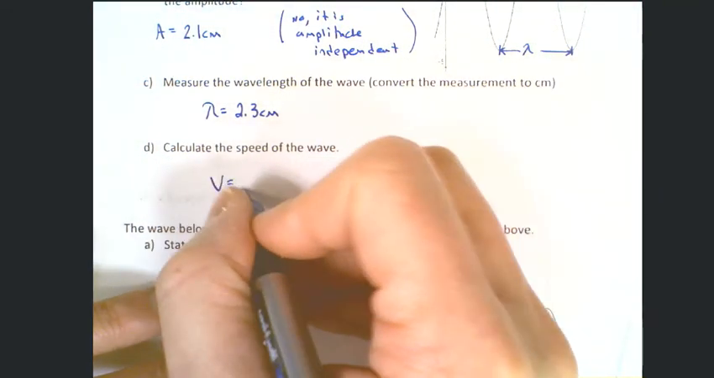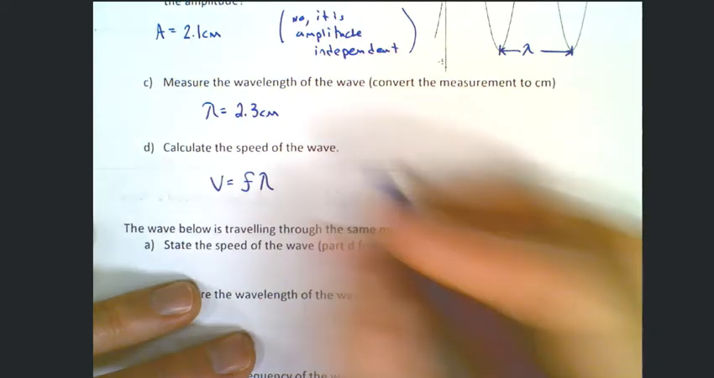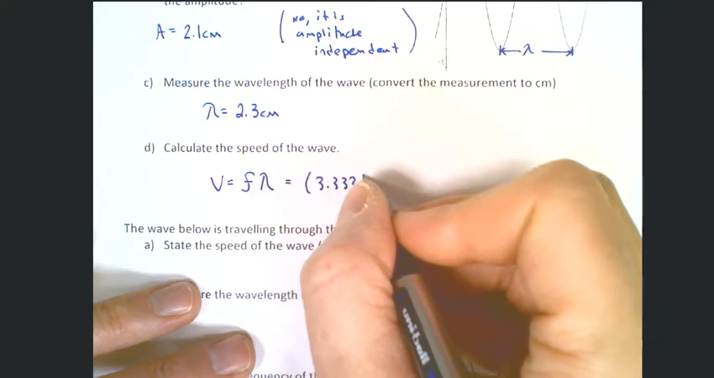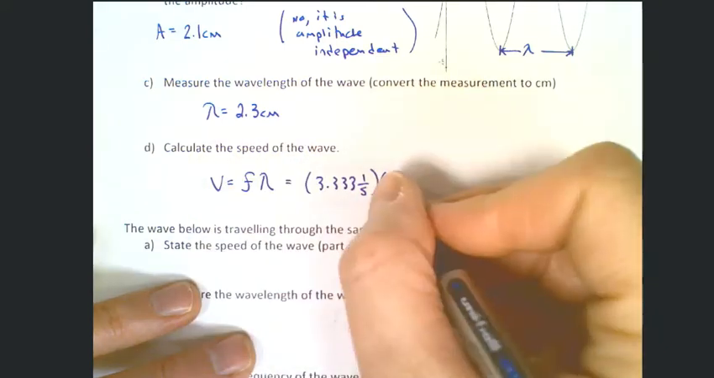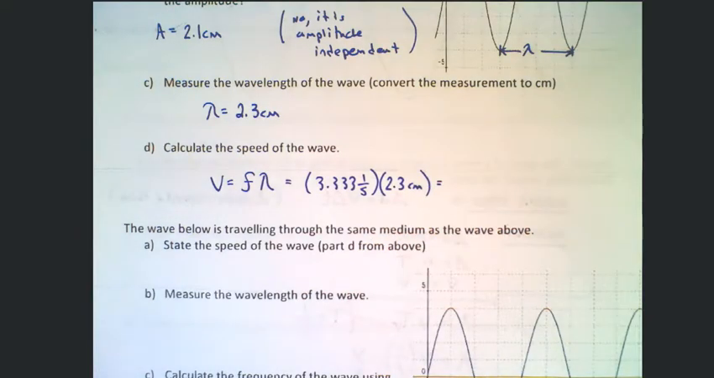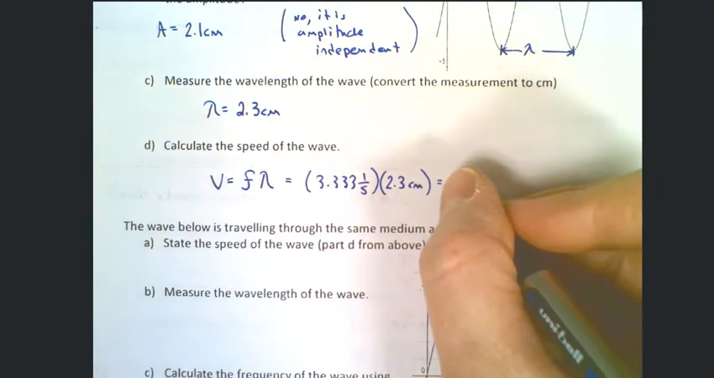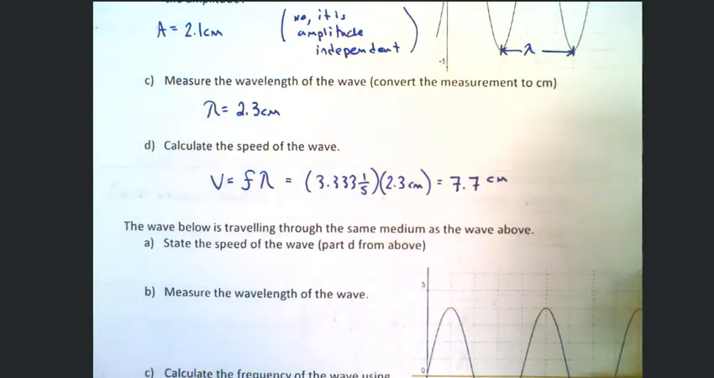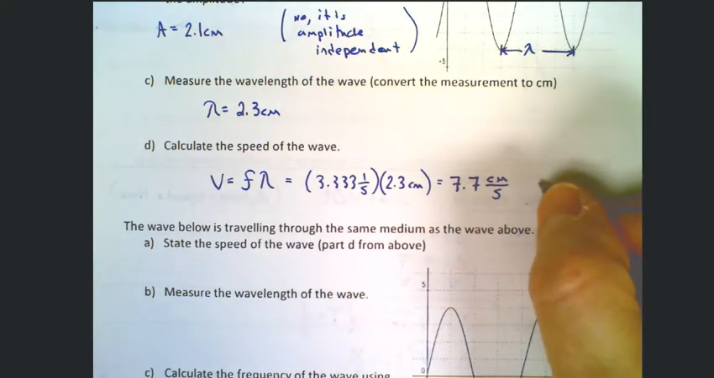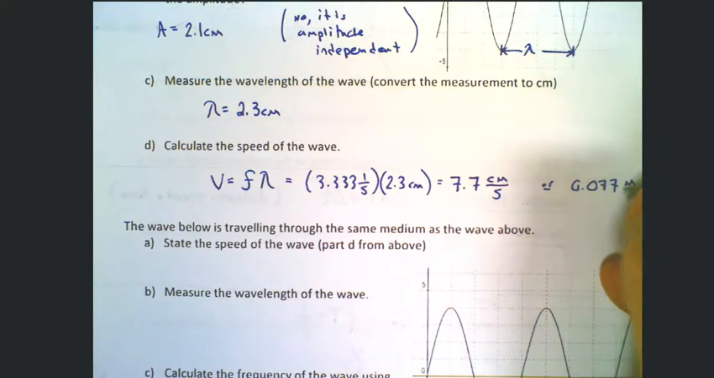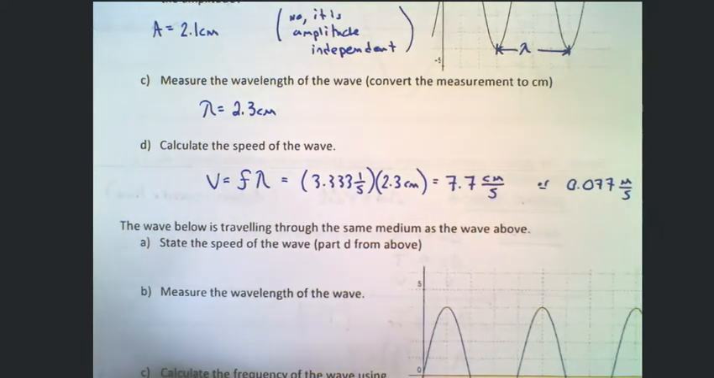So the speed of the wave is the frequency times the wavelength. The frequency in this case is 3.333 inverse seconds, or hertz, times the wavelength, which is 2.3 centimeters. So if we do 3.3333 times 2.3, we get 7.7, it's like 7.6666 centimeters per second, or 0.077 meters per second, because we know there's 100 centimeters in a meter.